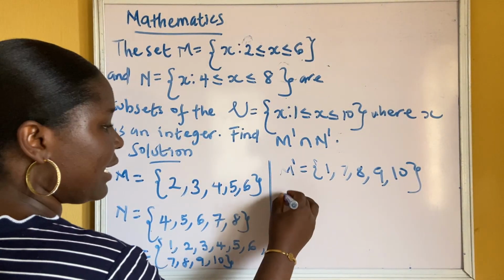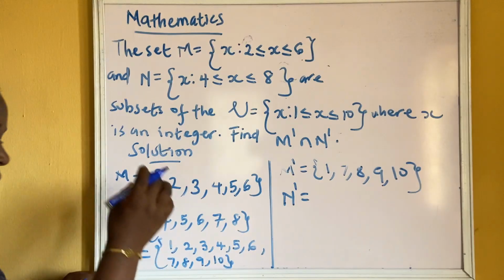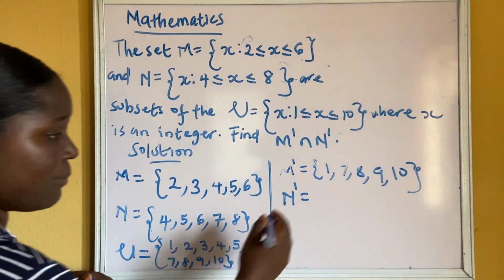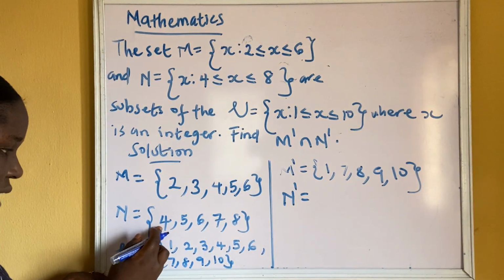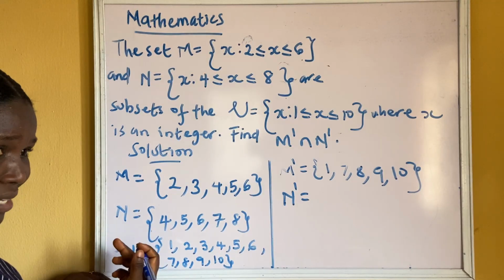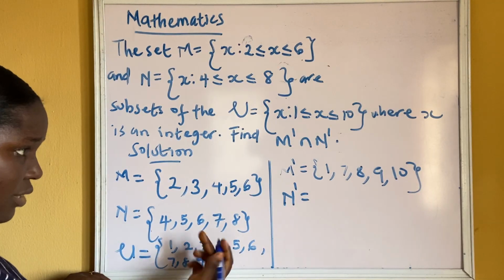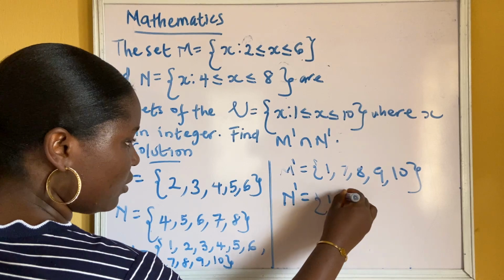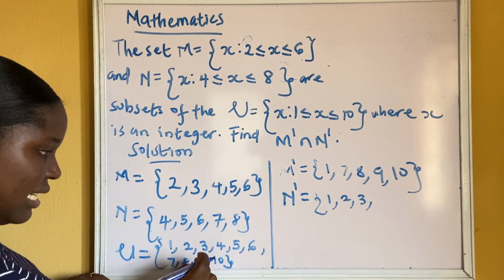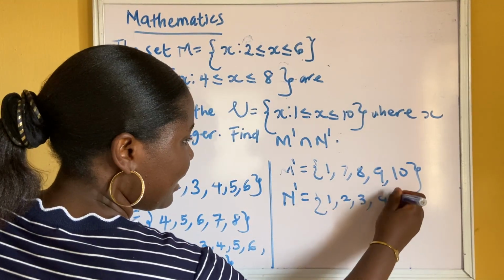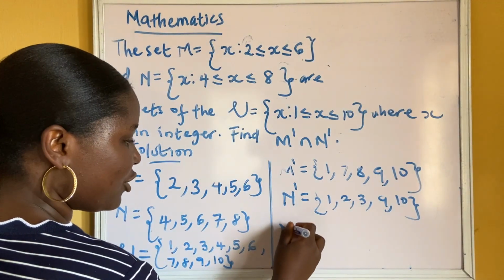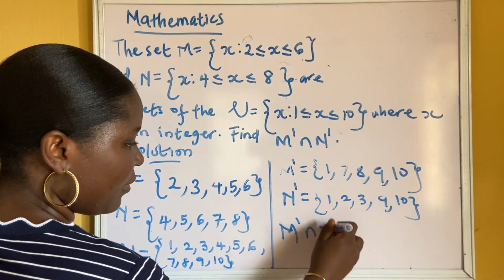So let's go ahead to find N prime as well. Elements in the universal set that are not in N. That's what N prime is. If you look at it, N is from 4 to 8. So from 1 to 3, you don't have that in N. Then 4, 5, 6, 7, 8, you have that here. Then 9 and 10. Okay? So now to the final question, which says M prime intersection N prime.